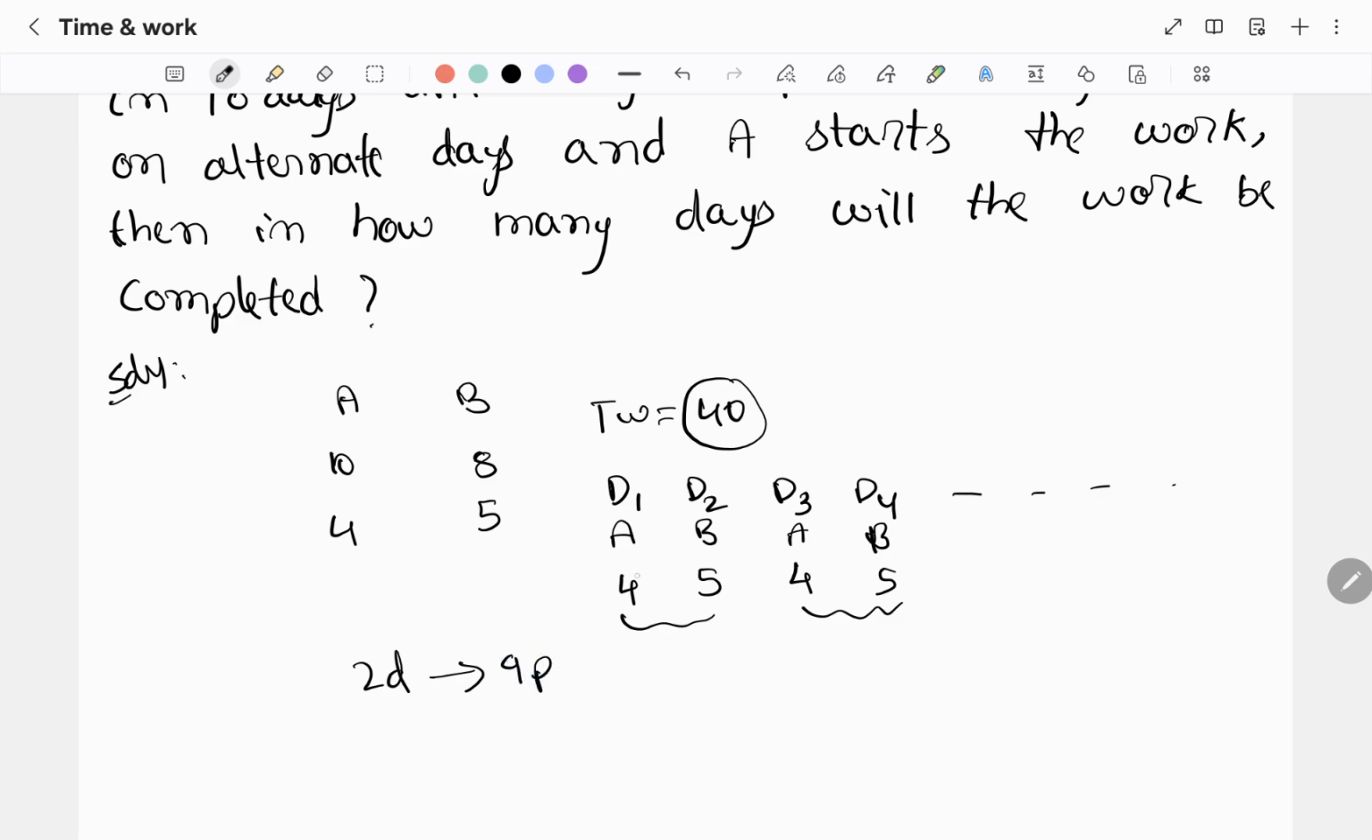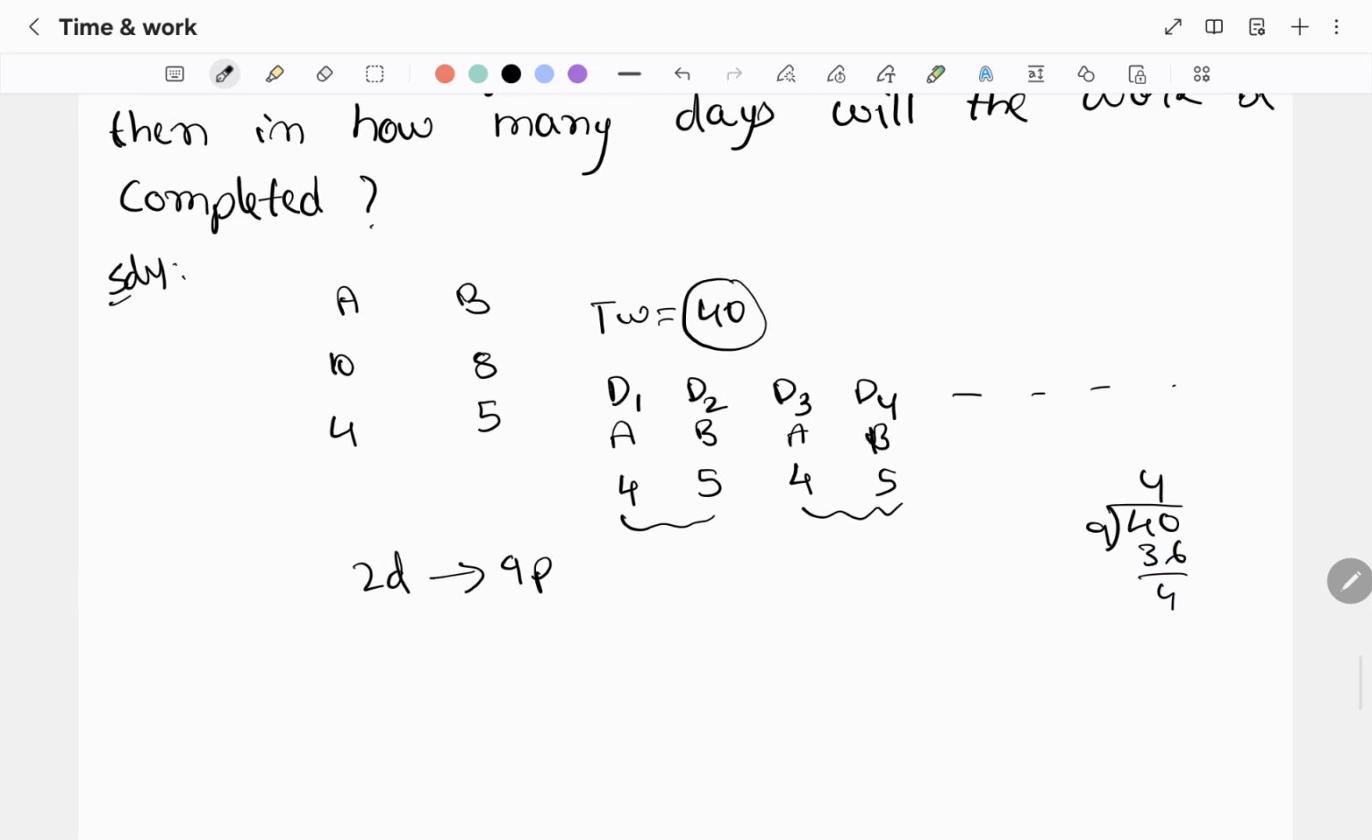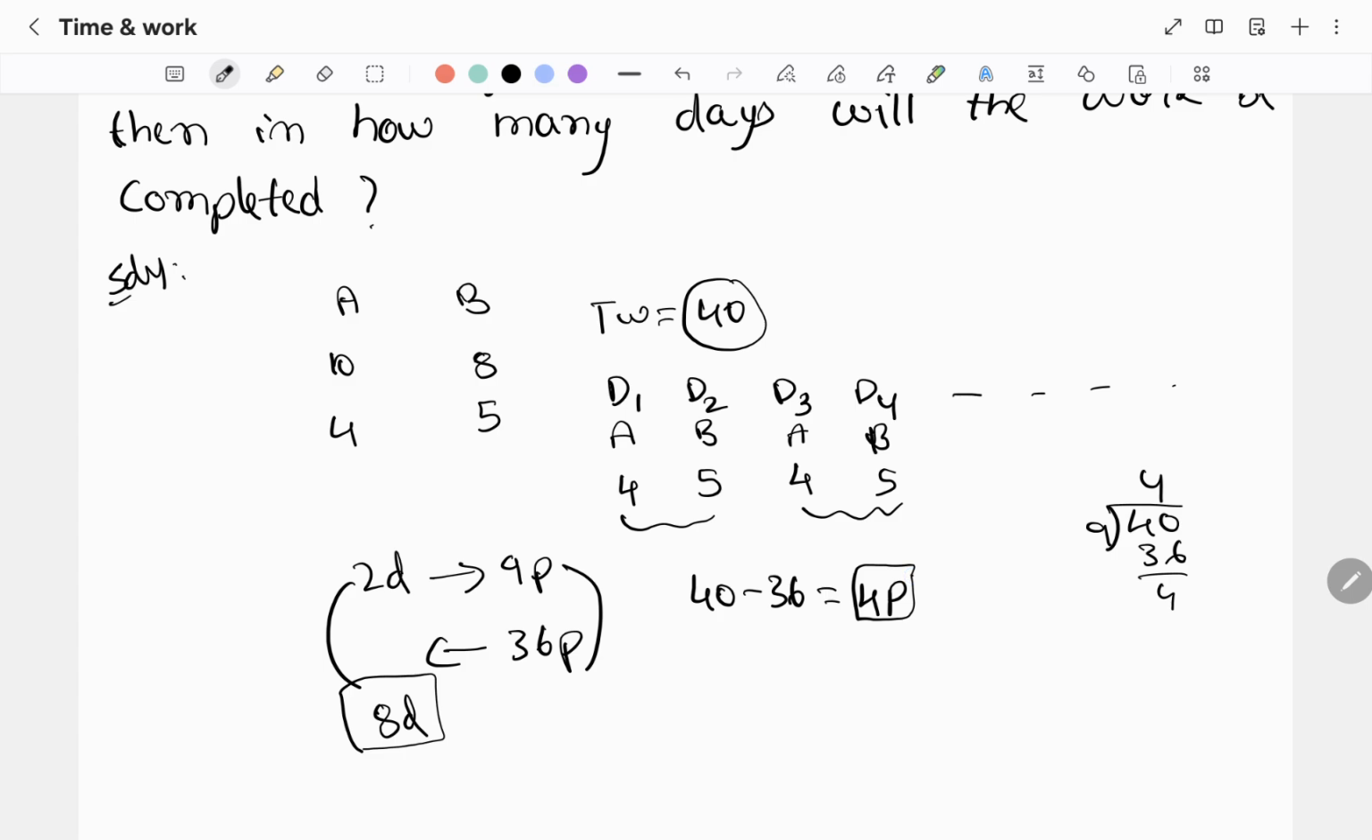Now check the maximum multiple of 9 in 40. 40 by 9. 9 fours, 36. Remaining 4. To complete these 36 parts, how many days will they take? To complete 9 parts, they take 2 days. So to complete 36 parts, they will take 9 into 4, so 2 into 4, 8 days. So in 8 days, 36 parts are completed. So 40 minus 36 is equal to 4 parts remaining. Who has to do them? Now after the 8th day, who comes on the 9th day? A comes on the 9th day.